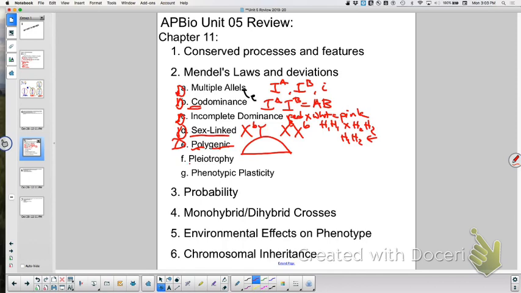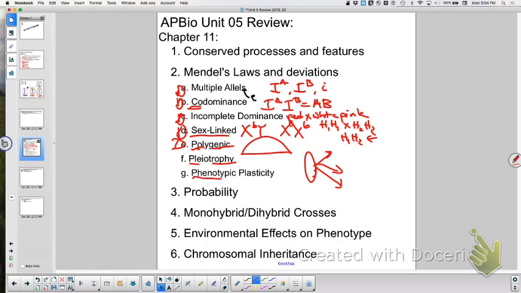Okay, what about pleiotropy? What does that mean? Yeah, that is one gene influencing multiple traits. Okay, so not one gene, one trait like what we saw before, but one gene influencing multiple traits. We look at sickle cell disease, you could look at Down syndrome, one gene, multiple traits.